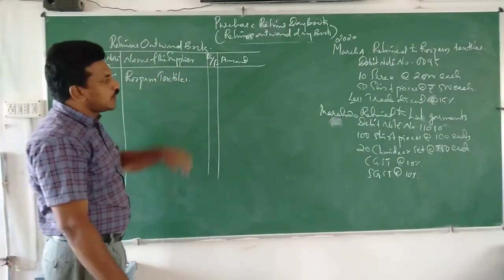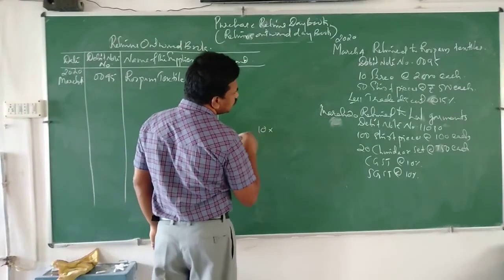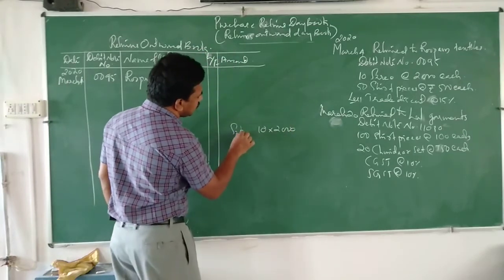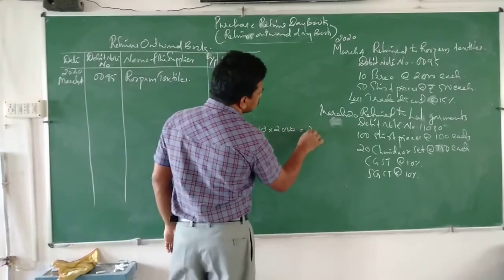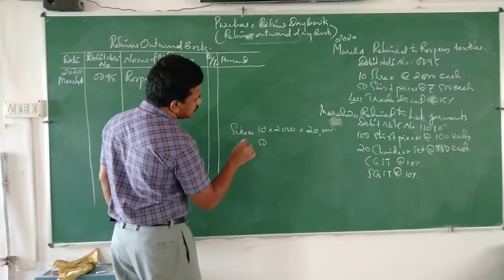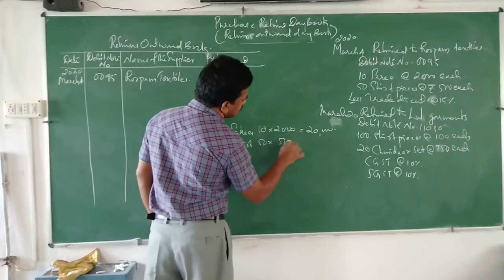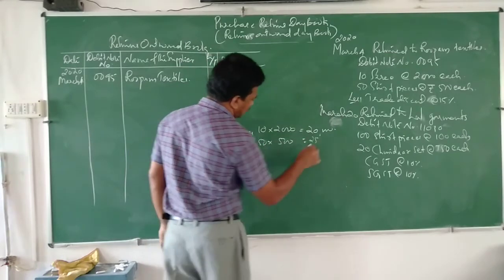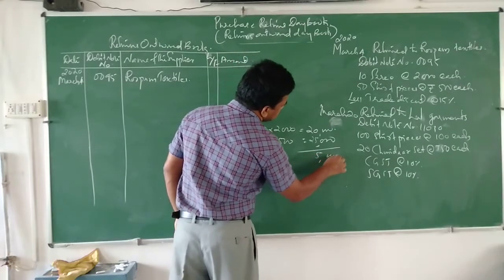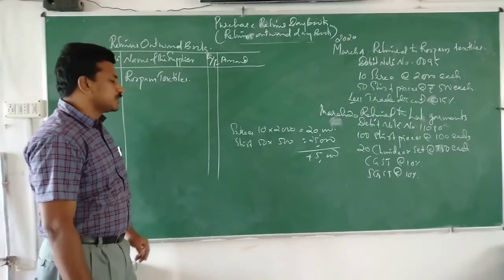How much will they have to pay? 10 sarees into 2,000, that is the case of sarees, that means 20,000. Here 50 shirt pieces into 500, 25,000. So 45,000 in total. Then trade discount 15%.